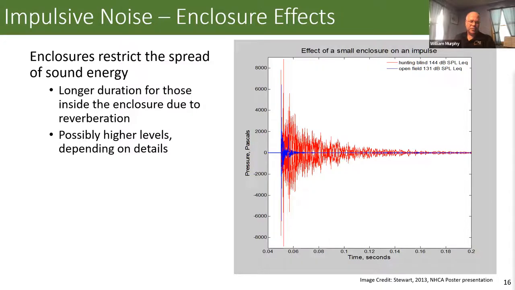The open field is the blue line that you see there, and it's basically over in the matter of 5 or 10 milliseconds. But it can take a hundred or so milliseconds, or even longer, for it to decay when we're inside of a hunting blind. The longer duration for those working or shooting inside of an enclosure, such as an indoor firing range, produces a lot more noise and a lot more energy that the ear is potentially absorbing. Next slide.